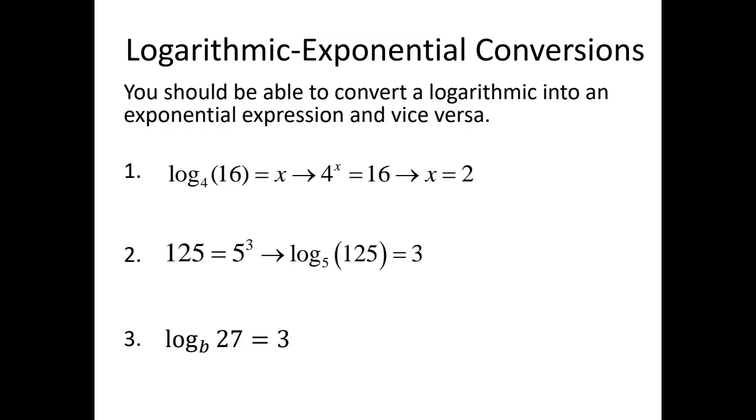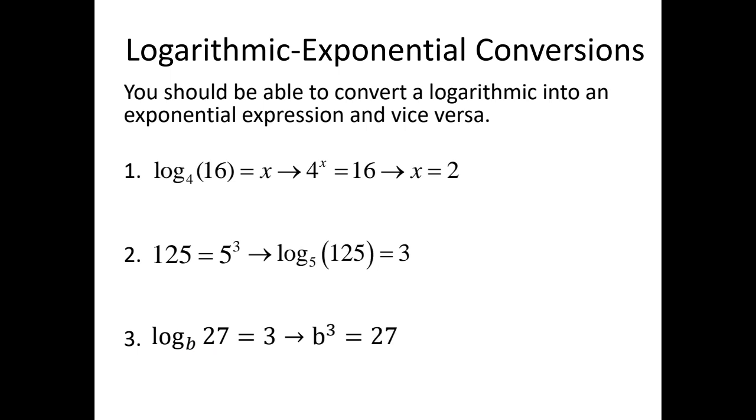So let's try this one. This one is written as a log, so we need to convert it to an exponential function. First we identify the base. My base is b, so I'm going to write it as b. And then the log is equal to the exponent. So this whole log is equal to 3, and that's going to be my exponent. And then that equals our other number, which is 27.